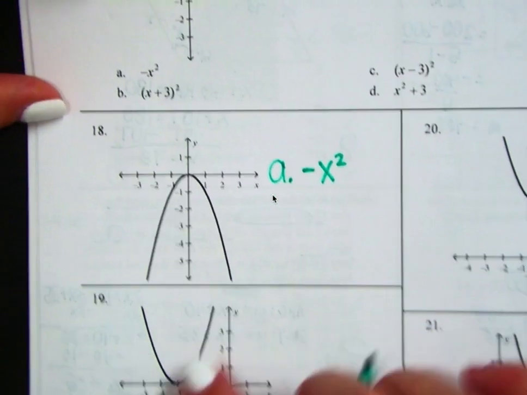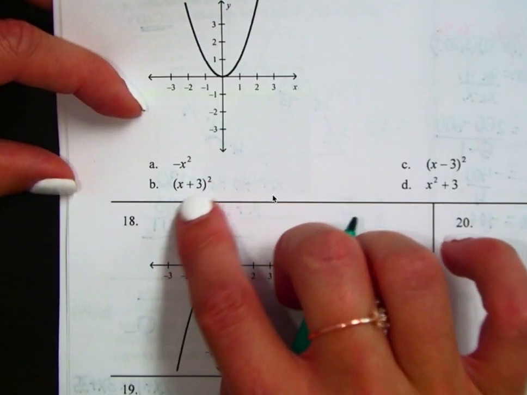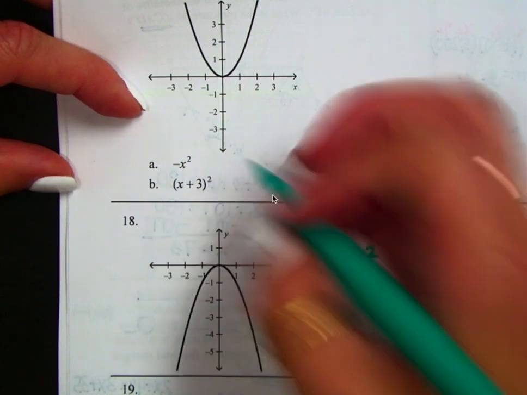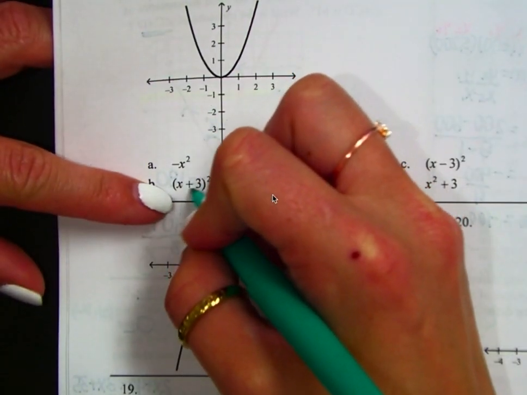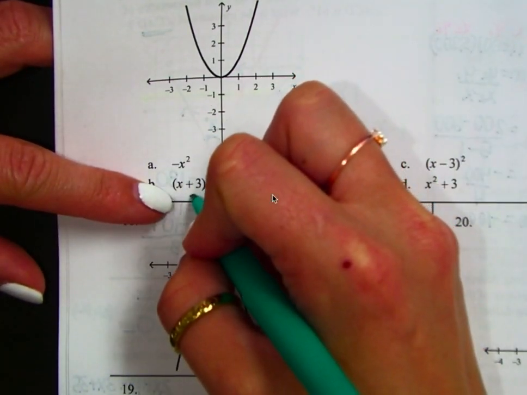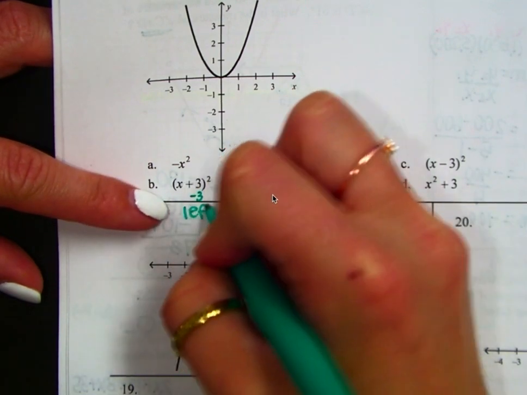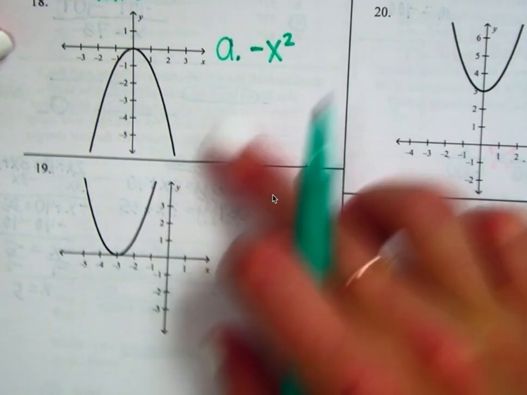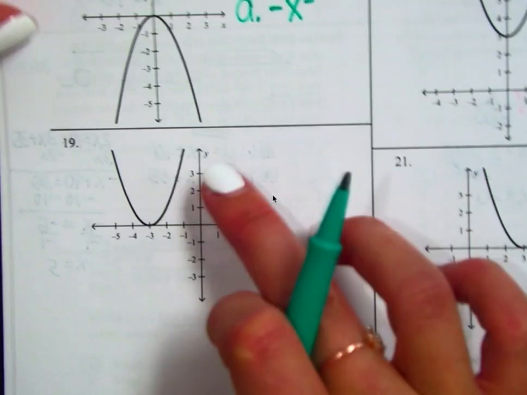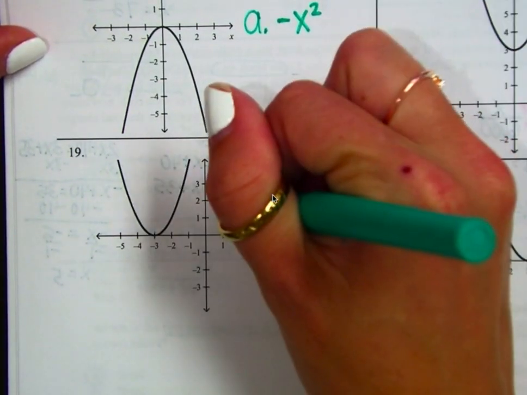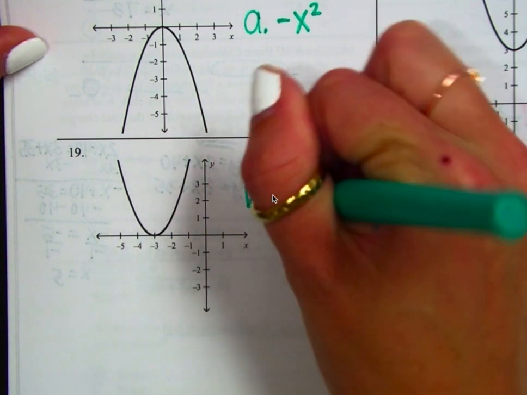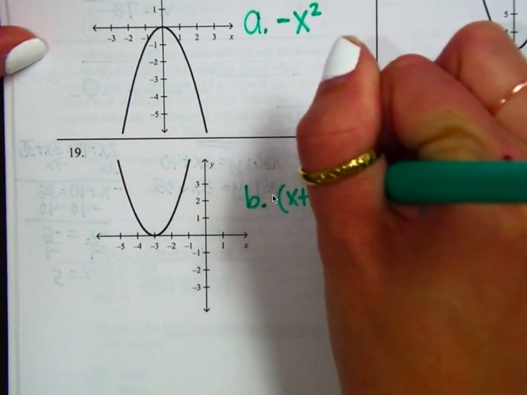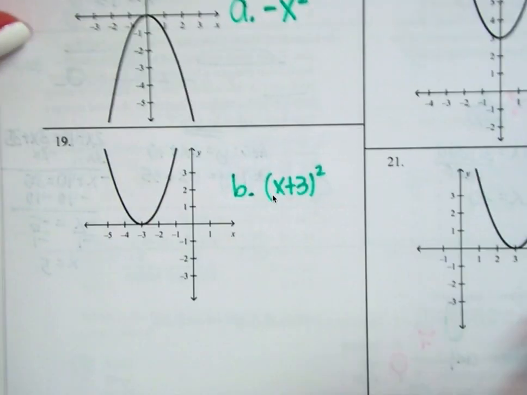Okay, for B, this means translate left 3, because remember, when it's inside, you think about it as opposite. So this means translating left 3. So we want to see out of these which one translates left 3. It's going to be 19. So that would be our answer. We match 19 with B.